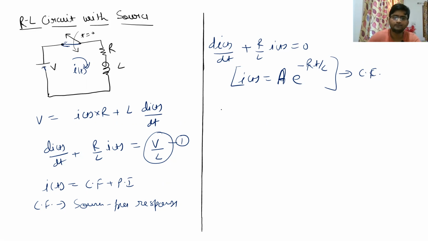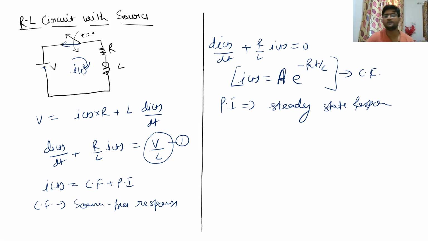Now, what is PI? Particular integral is nothing but the steady state response of any circuit. So what is going to be the steady state current of this particular circuit? In the steady state, as we already discussed, the voltage across this inductor is going to be 0. This inductor will be working as a short circuit. So the current flowing in this circuit in the steady state, your I, is going to be equal to a constant, which is V divided by R. So your final solution is I(t) is equal to CF plus PI.